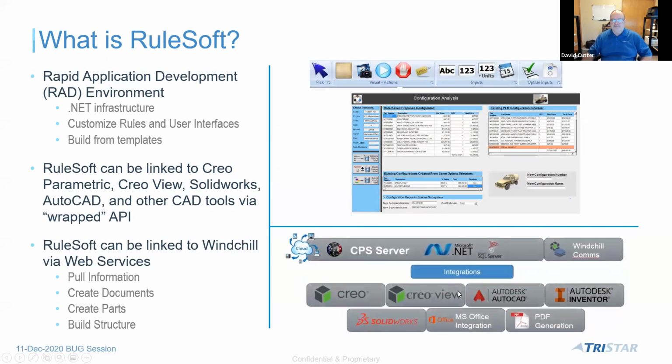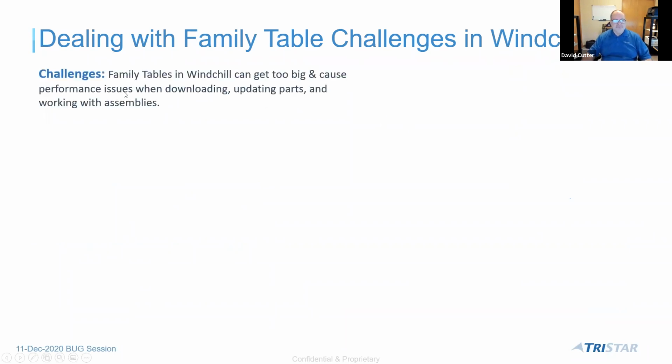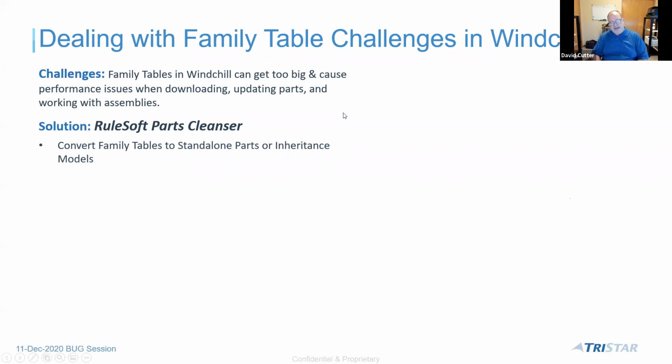And so when we look at this tool, it allows for a more elegant approach to the family. One of the aspects is the family table. This also does configuration and a few other capabilities. But when we're looking at family table aspects, it gives a much more elegant approach that reduces the amount of effort on your side and keeps it fast and reliable. So when we're looking at the challenges in Windchill, they can get big. So you get issues with performance in the system, downloading, updating, working with assemblies. So it has many tools, but this particular tool is called the Parts Cleanser.